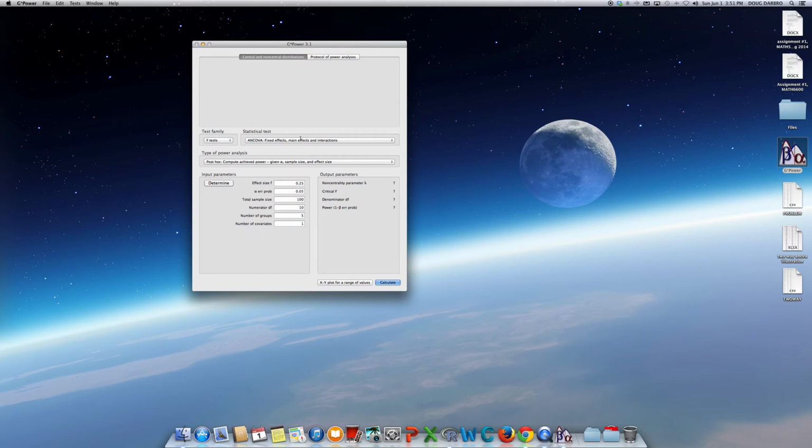Okay. So the effect size we want to calculate is 0.385. We want a type 1 error rate of 0.05. Our total sample size is 24. The degrees of freedom for the numerator. Guys, this is always going to be the degrees of freedom for the total.